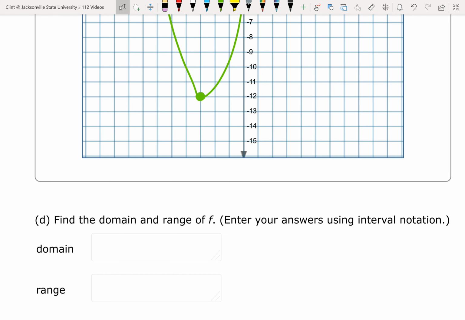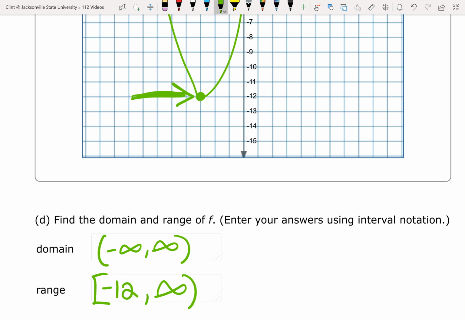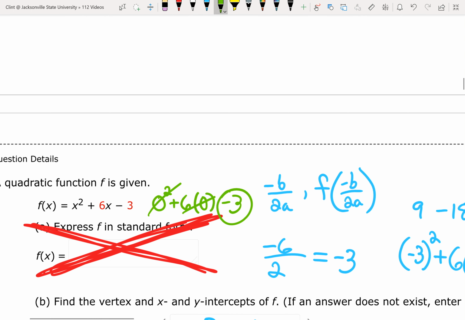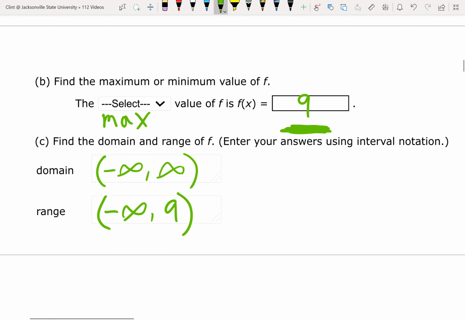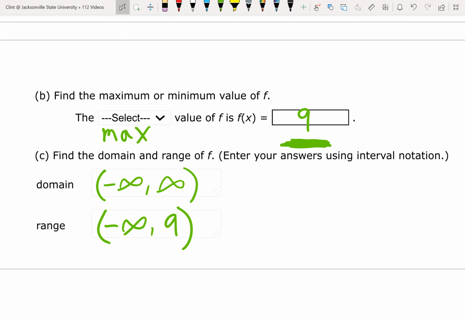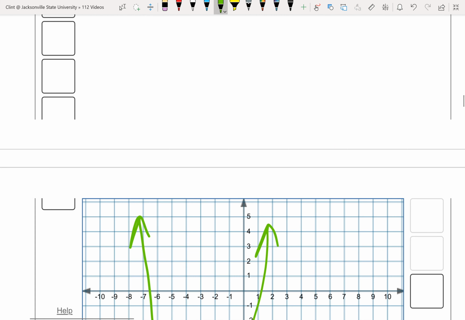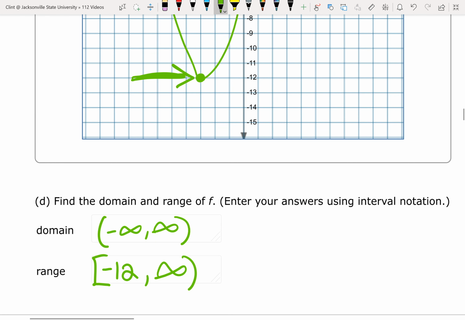Find the domain and range. Okay, the domain's easy. Negative infinity to infinity. The range, right, the smallest we're going to be is negative 12. And we are going to include negative 12. Then we go to infinity. Okay, that makes me think of something: I forgot to use the square bracket on the last one of those we did. Here on the last one, this should be a square bracket because we do go all the way up to 9. Sorry about that. I think we are done with this one now. Oh, yes. Okay.